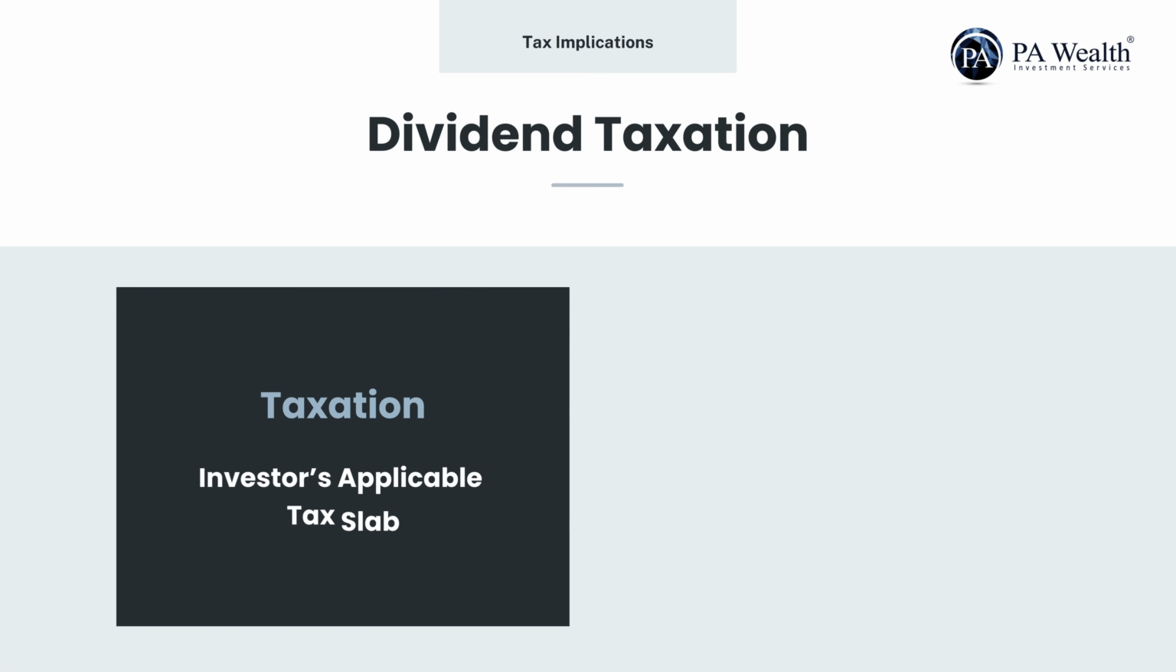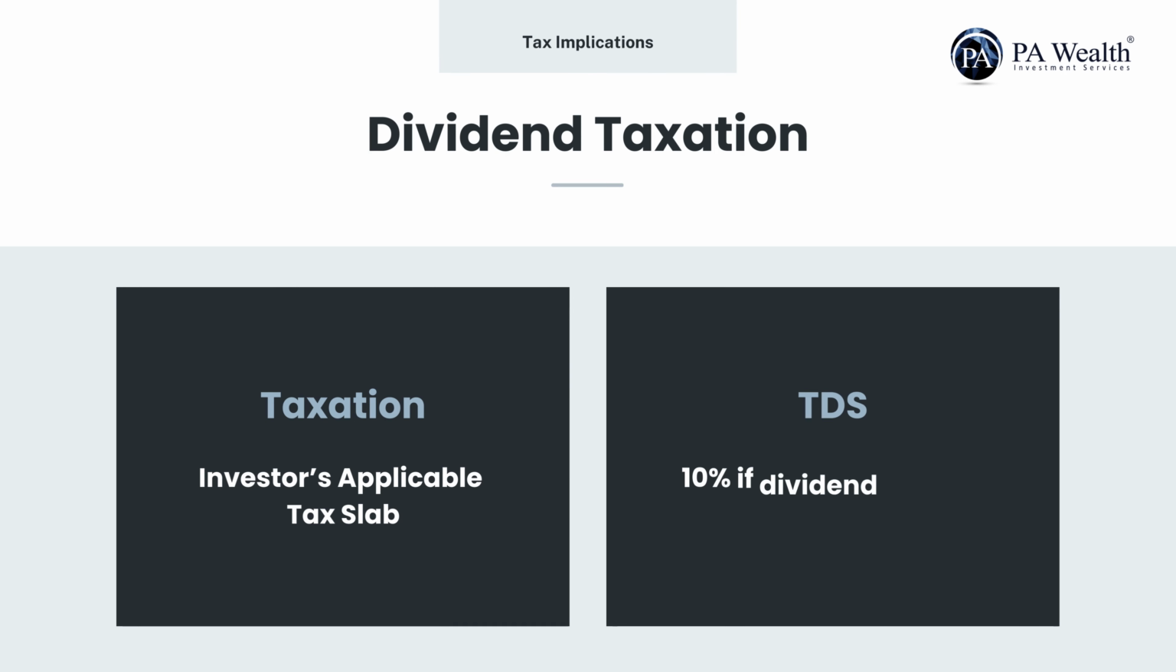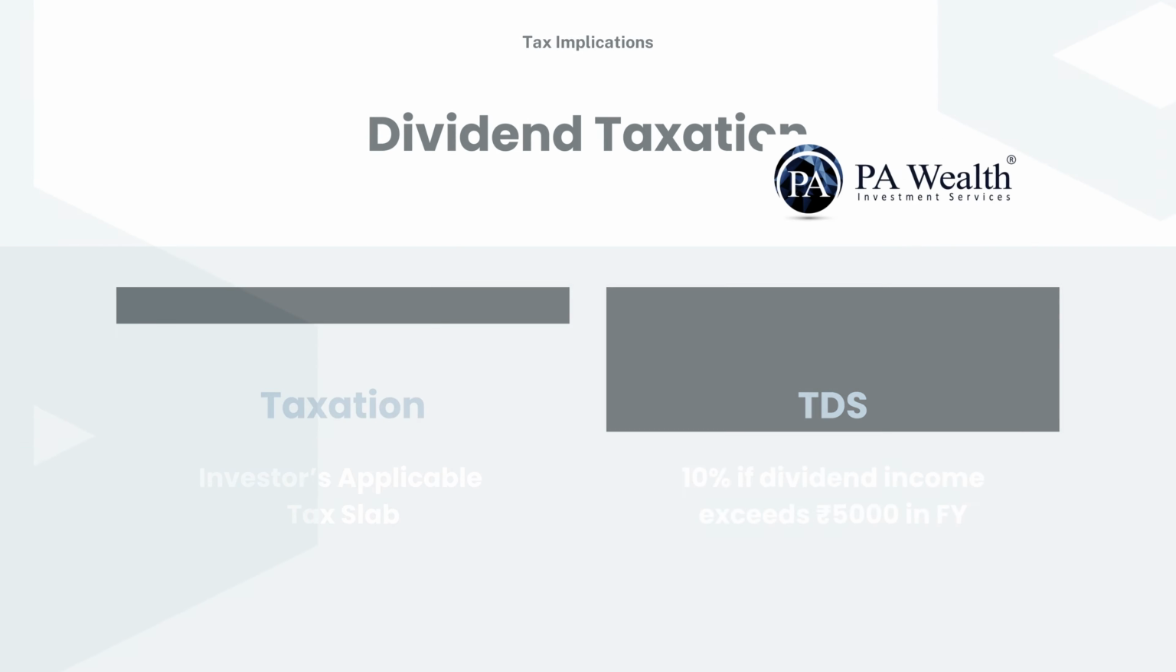Second, dividend taxation. Dividends are added to the income of the investors and taxed according to their respective tax slabs. If an investor's dividend income exceeds rupees 5,000 in a financial year, the fund house also deducts a TDS of 10%.